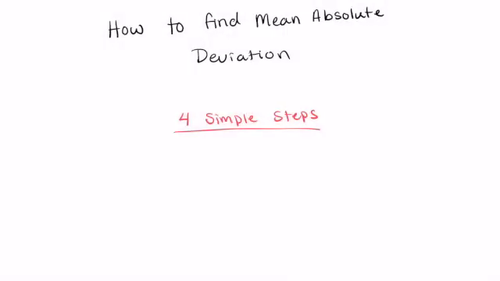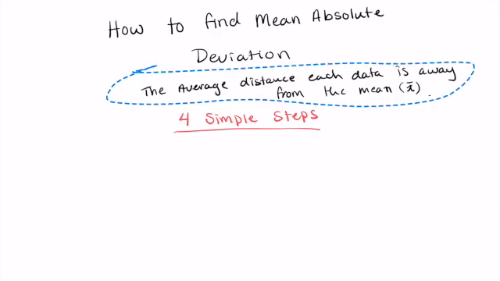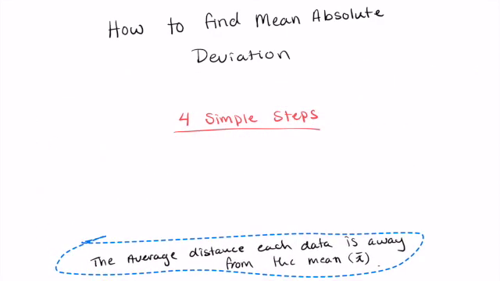What's going on, guys? In this video, we're going to look at how to find the mean absolute deviation. The mean absolute deviation is simply the average distance each data value is away from the mean. And remember, we can label the mean as X bar. So again, the mean absolute deviation is just the average distance each data value is away from the mean.